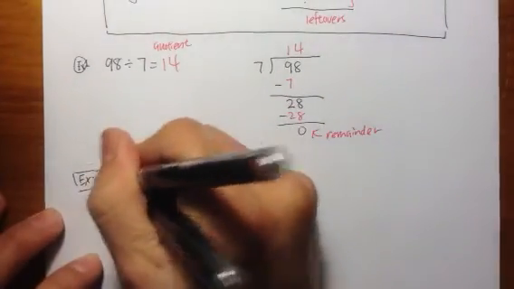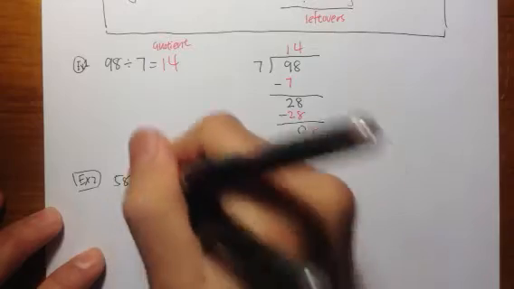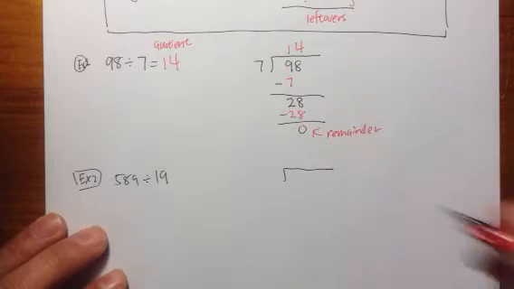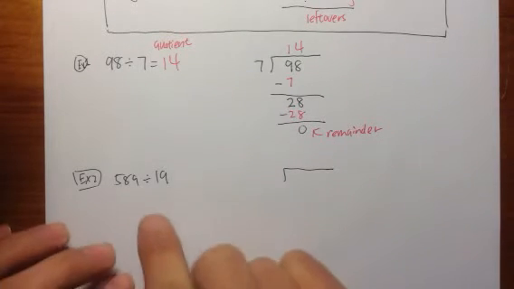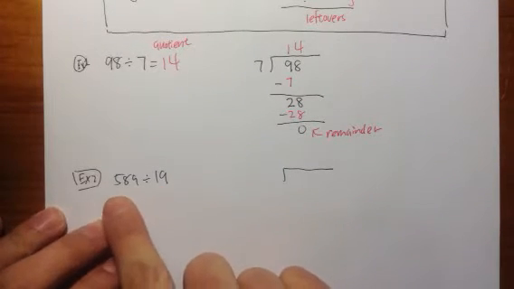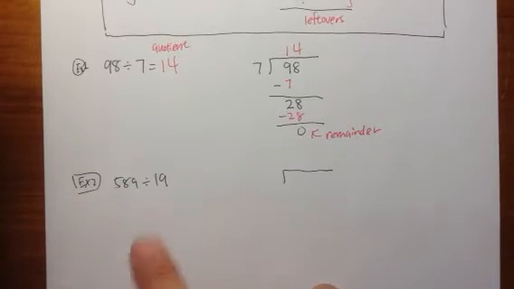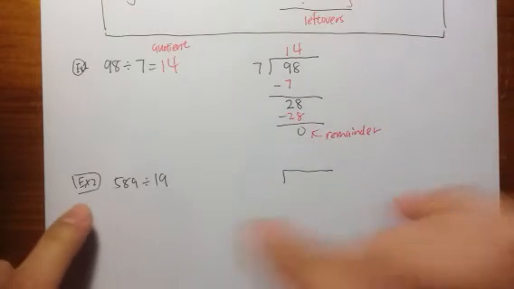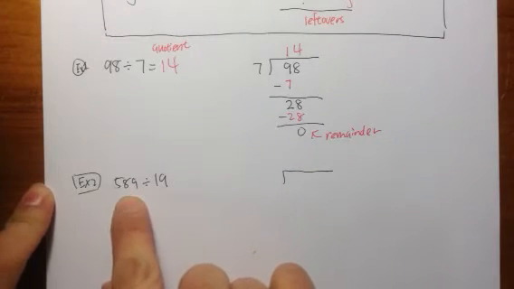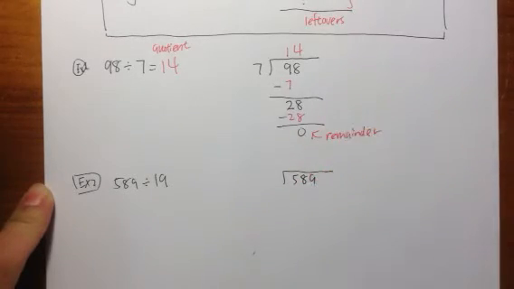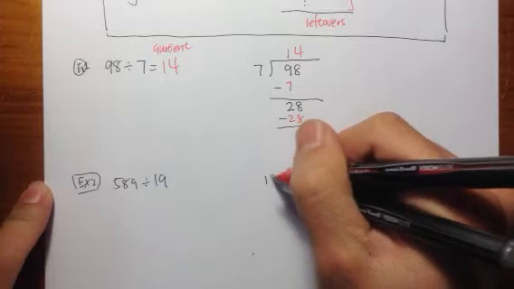Let's do a 3-digit number, 589 divided by 19. Again, long division, because I want to figure out how many times 19 goes into 589. That's not on the multiplication table, so you can't do it in one step. We will use the long division algorithm. So 589 is the first number, you put that inside. And you put 19 outside.